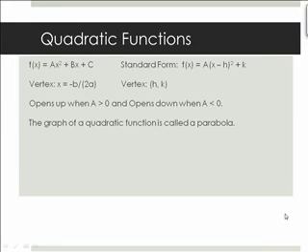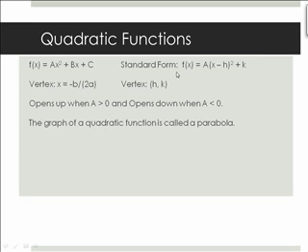Okay, quadratic functions. You might see a quadratic function written in standard function notation, f of x is equal to ax squared plus bx plus c. Or you might see it written in standard form, f of x equals a times (x minus h) squared plus k. So if you have a quadratic function written in standard function form, then you can find the vertex by using the formula x is equal to negative b over 2a.